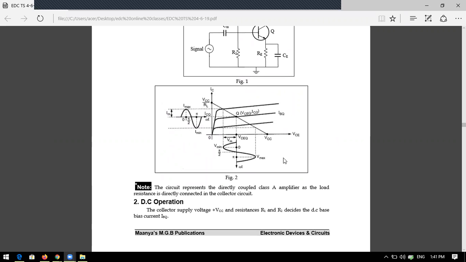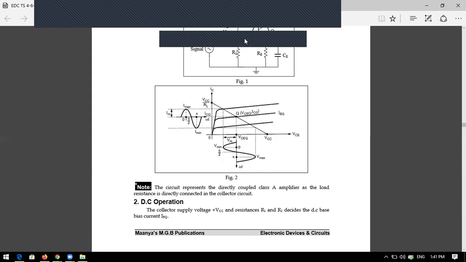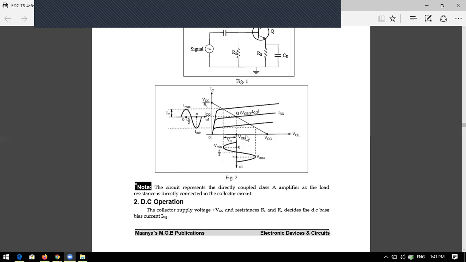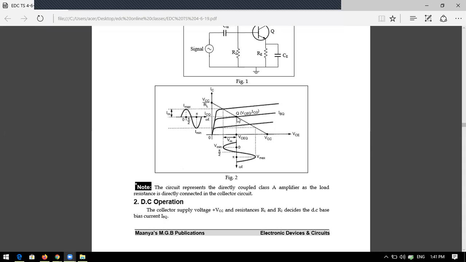If you see the load line characteristics, VCE versus IC, the output characteristics are the load line. What is the load line? This is the DC load line characteristic. In it, Q is the operating point. In the class A power amplifier, the operating point is exactly in the middle of the load line. So the Q point is exactly the middle of the load line.